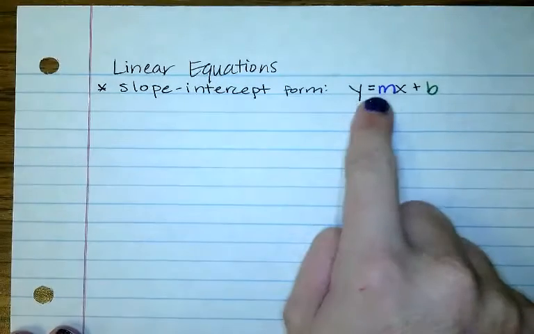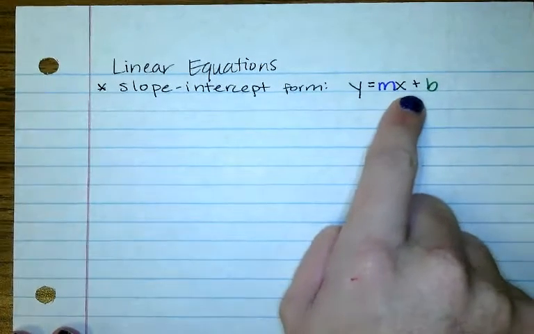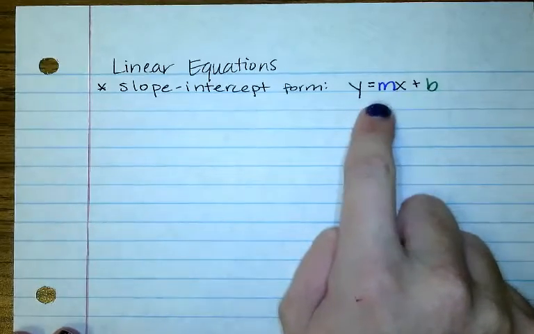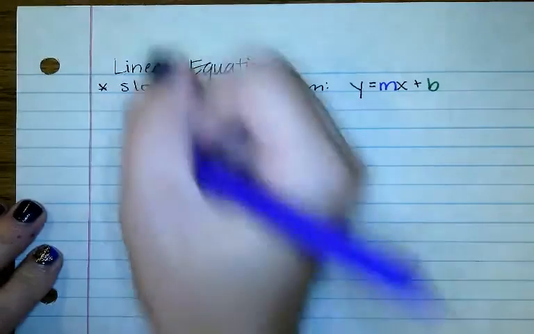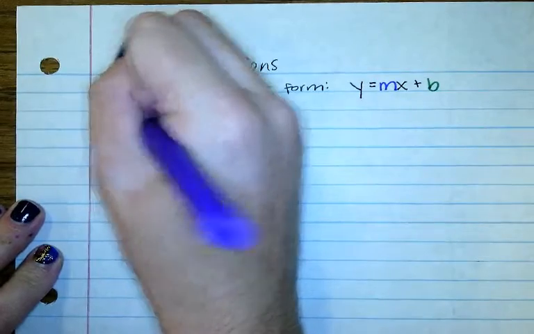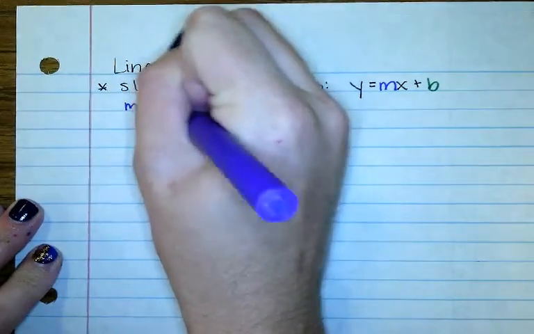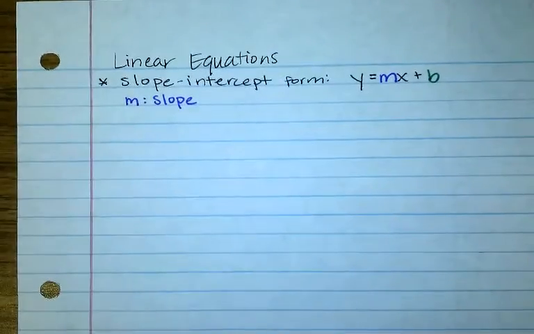We talked specifically about slope-intercept form, which is y equals mx plus b. And in slope-intercept form, what does the m represent? The m represents our slope, or the rate of change, right?